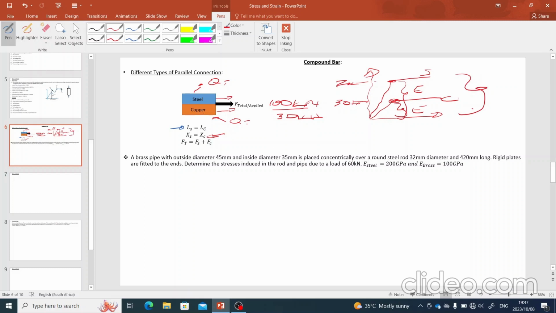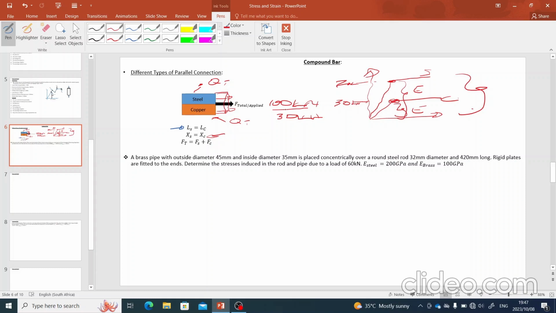Now, the change in steel is the change in copper. They will change the same. Steel will become the benchmark. Copper will not extend beyond the level of steel. That means steel becomes the benchmark. Hence, the change in length is the same.